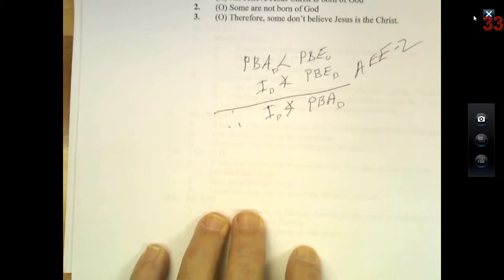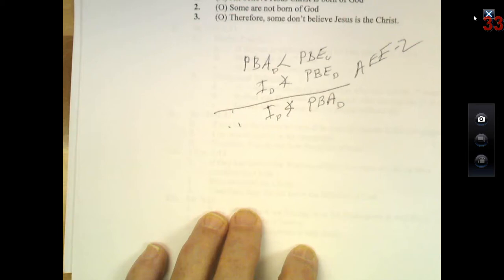The middle term of the syllogism must be distributed in at least one premise. What's my middle term? People who believe. It appears in the premises, not in the conclusion, and it is distributed once. All right, let's go to the next one.